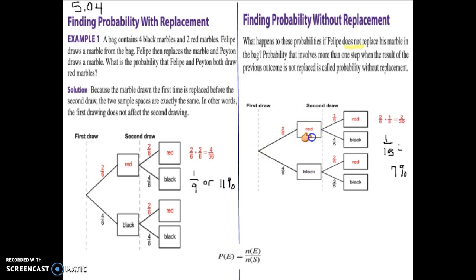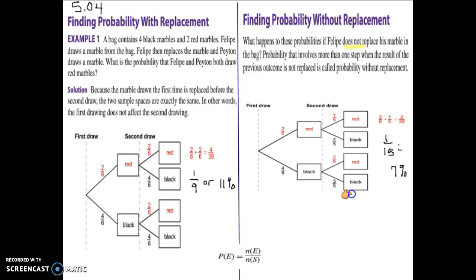But here, if he draws a red one, now we only have 1 out of 5 red left, right? Because if he doesn't put it back in the bag, there is 1 less marble, so now he only has 5 marbles, and there's 1 less red, so he has 1/5 red, and still has the same 4 black ones, but now there's only 4 out of 5 that are black. So if you follow this diagram, it says, what if he drew a black one? Then we still have 1 less marble, but here we still have 2 red ones, so 2 out of 5, and here we only have 3 black ones.